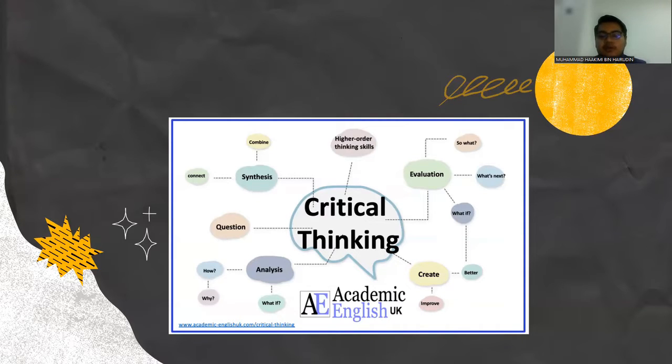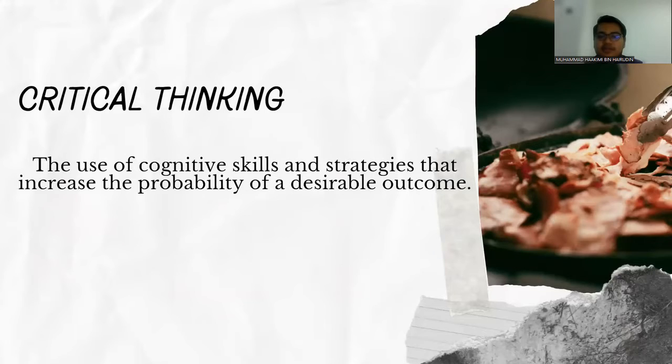The next point is critical thinking. Critical thinking is the use of cognitive skills and strategies that increase the probability of a desirable outcome.